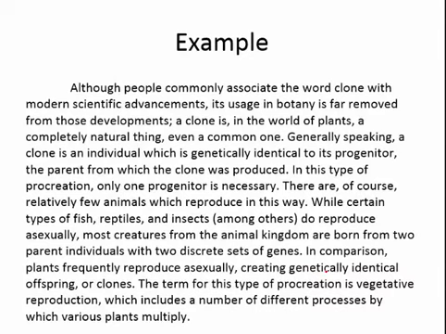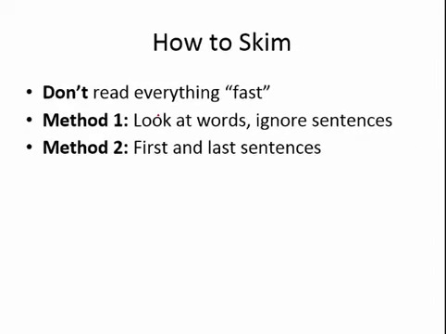All right, so we won't look at this in detail now because in a minute I'm going to give you a chance to use this paragraph for an example question. But if I'm skimming, I'm going to try to read the first few sentences at the top and the first few at the bottom to try to get the main idea. All right, we'll do that in a minute. So to recap, method one, look for words and ignore sentences. Method two, look at first and last sentences to get the main idea. You definitely don't want to just read everything really fast.